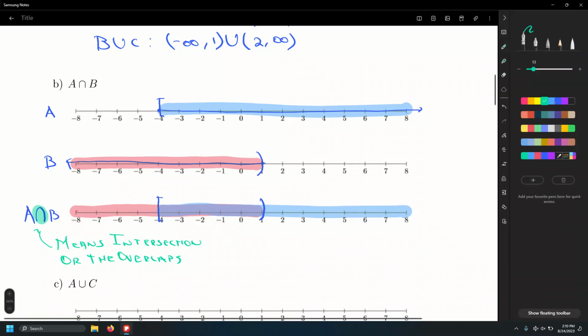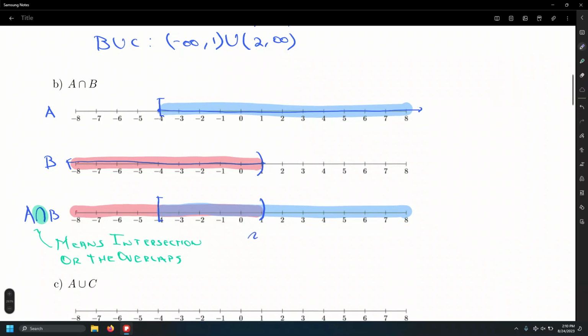So in this case, -4 to 1, bracket for -4, and parentheses for 1. All right, let me make some space because I need to say A intersection B will be -4 to 1. So that's where the two are overlapping. So in the intersection, we only look for the overlaps. All right? Do you see the difference between the two?